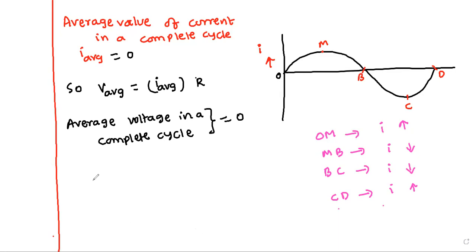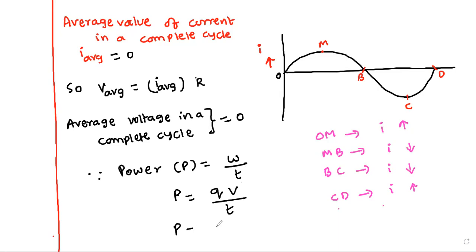Since we know power P is equal to rate of doing work, work done I can write as charge times potential. So power is equal to V times I. So in a complete cycle, power will also be 0. Is it fine? So in a complete cycle, I can say that current is 0, voltage is 0, and power is also 0.